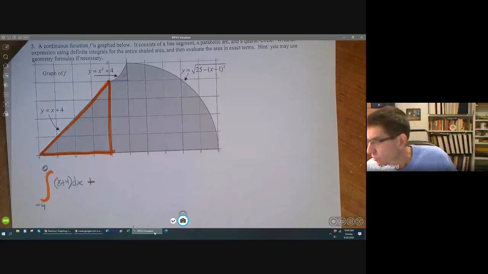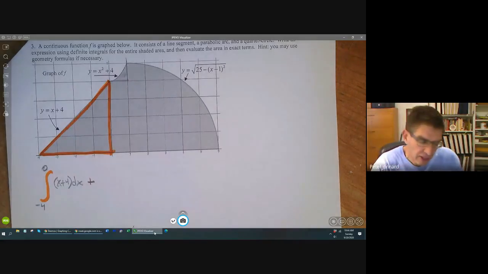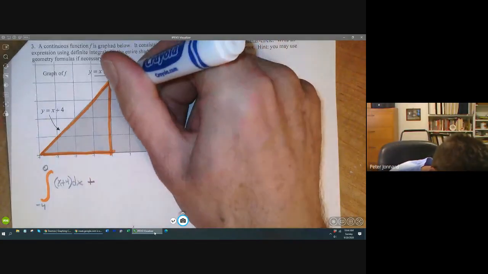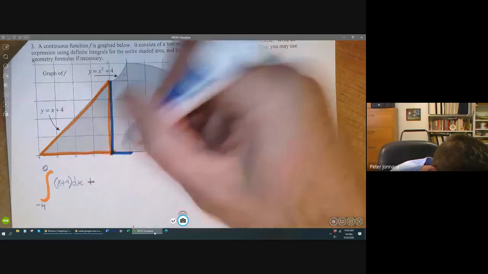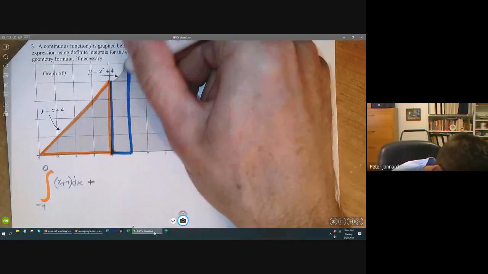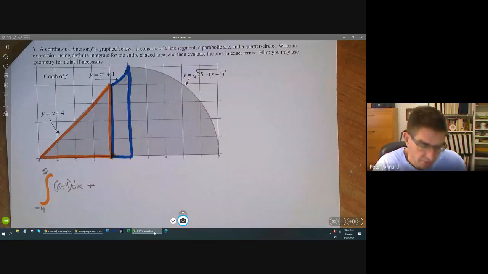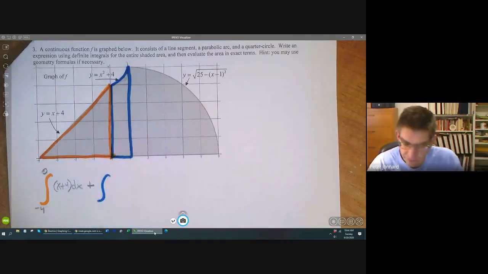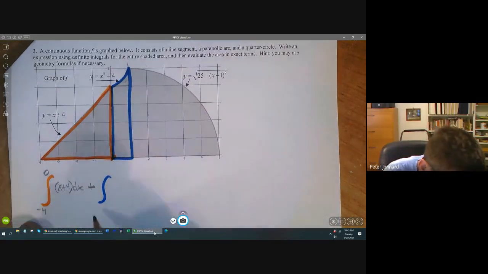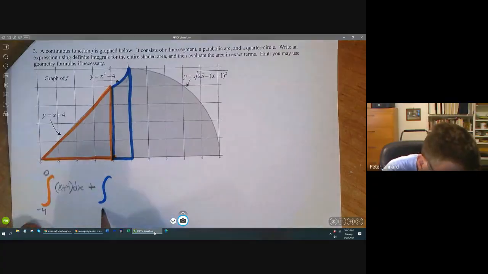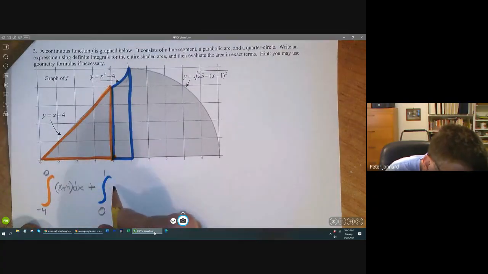All right, the next integral, let's see. Let's use blue for that one. This next section of area is this area here, like so. And that area is, oh, let me use a blue integral. That is equal to the integral from where I left off before, 0 to 1 of, let me show you what I was talking about, x squared plus 4 dx.